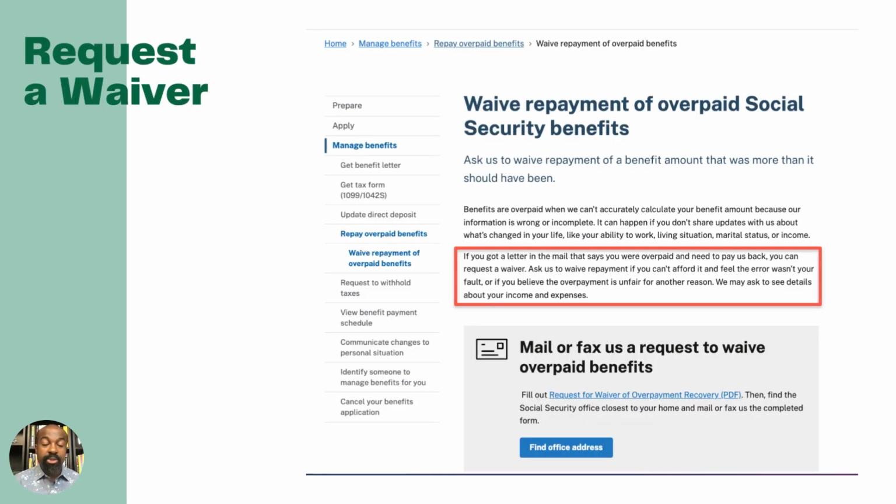And then the third option you have is a waiver. A waiver pretty much is saying that you don't think this is fair, you cannot afford to pay this, or paying it is going to cause you a lot of financial stress. And so you're asking that the Social Security Administration essentially forgive the debt.